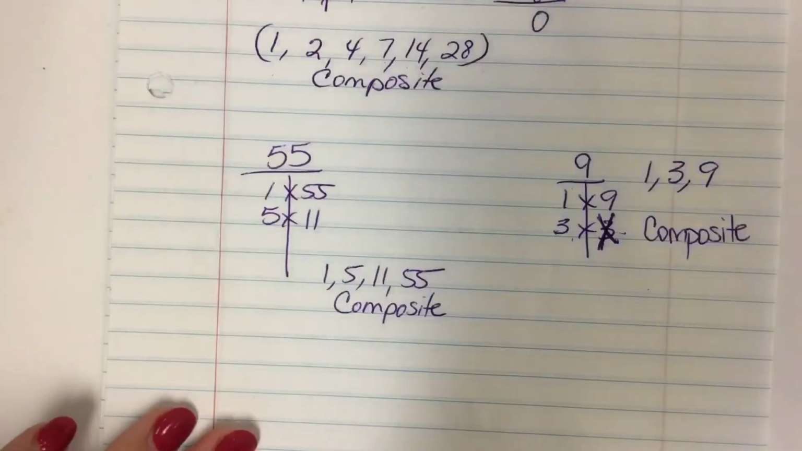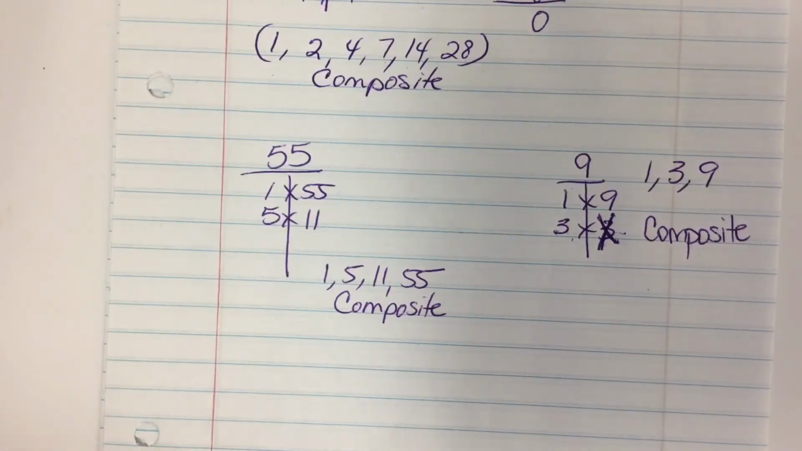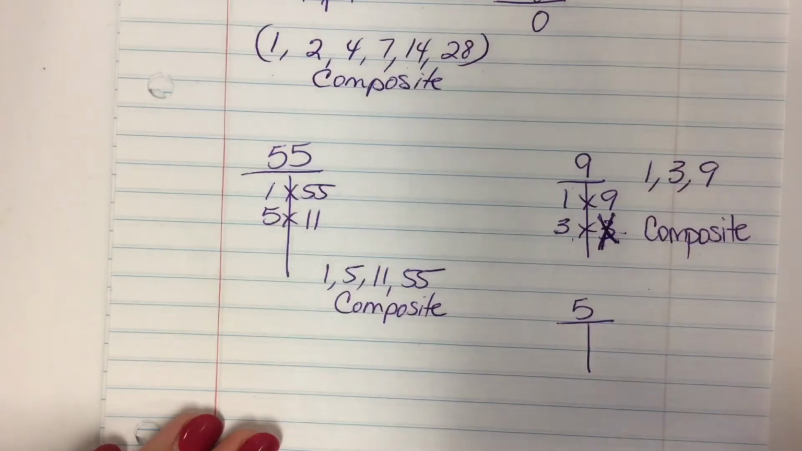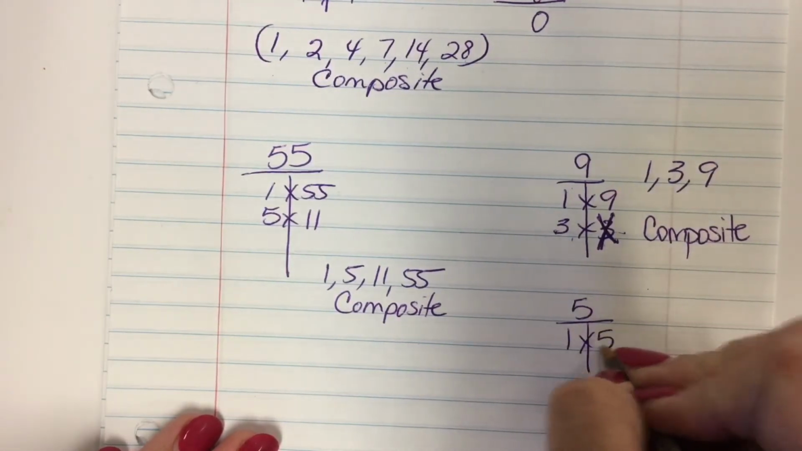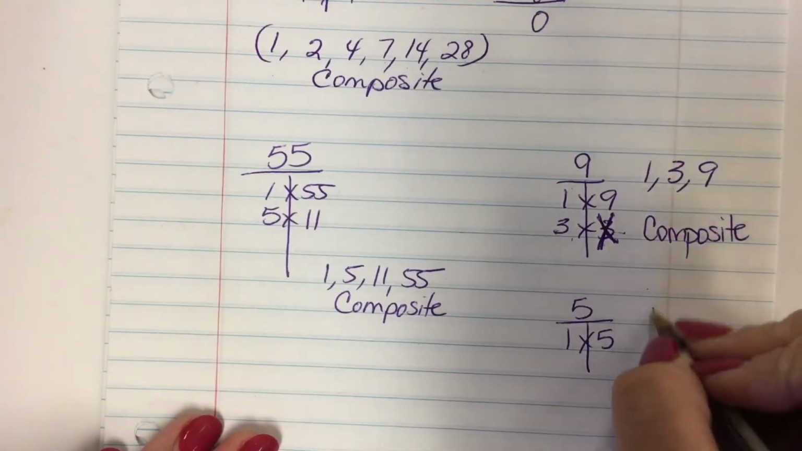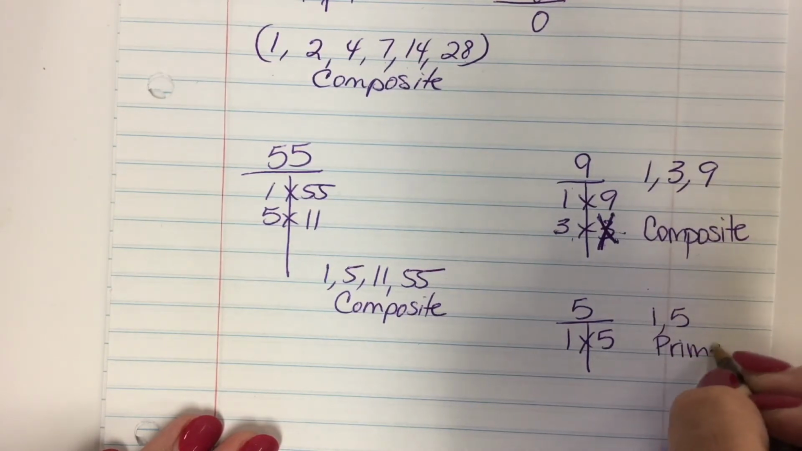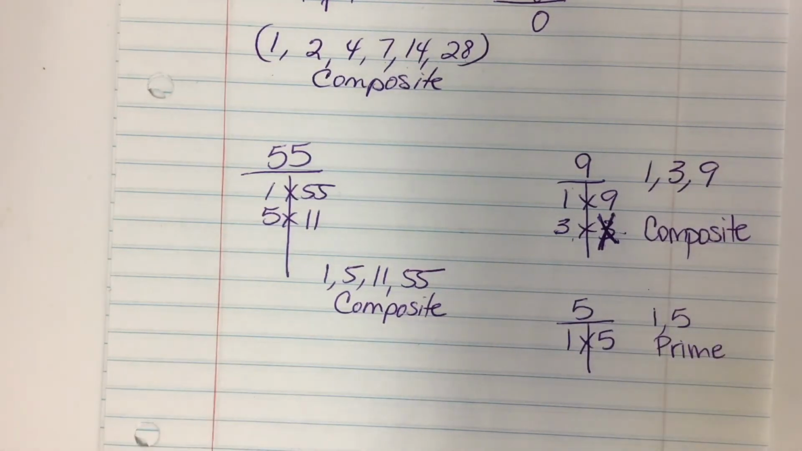All right, what about the number 5? The only way to get 5 is 1 times 5, right? So my factors are 1 and 5, making it a prime number. Okay, you just have to know your multiplication facts.